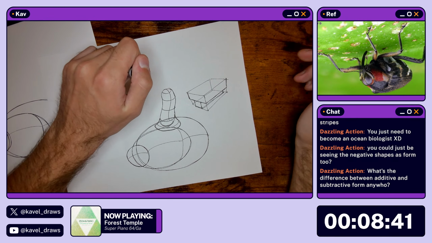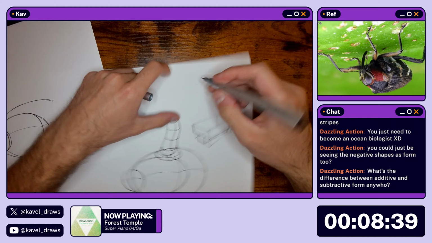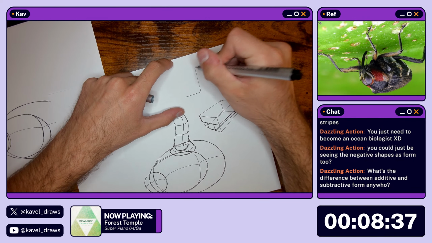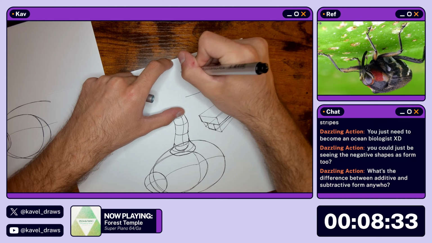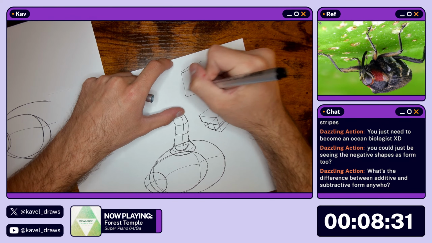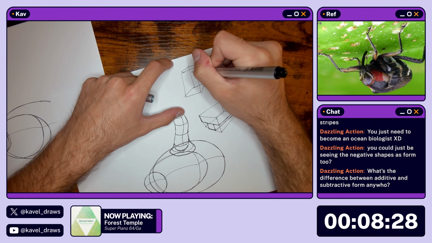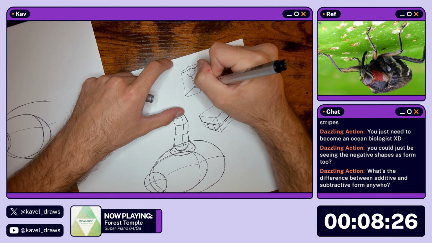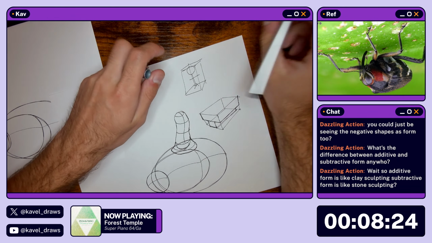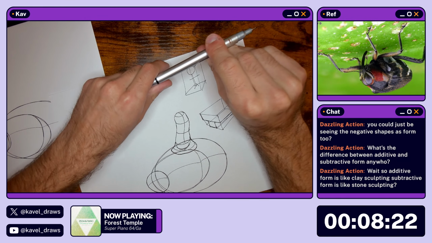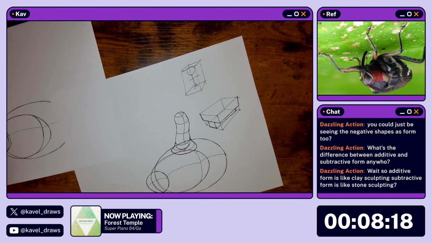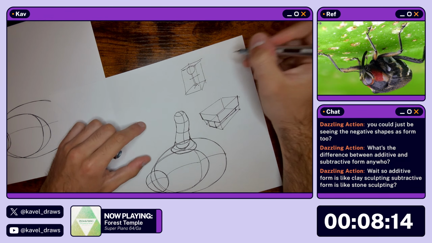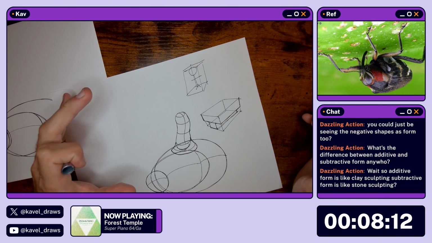It's synonymous to having a block of marble, and then slowly but surely carving your person out of it. Additive form is like clay sculpting. Subtractive form is like stone sculpting. I think that's a perfect example. From my understanding, I could be wrong, but from what I've seen, subtractive is taking a basic shape and then carving into it.